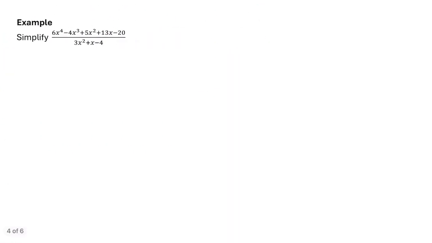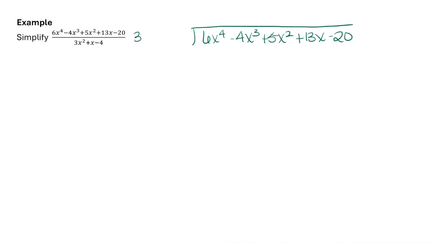Now let's try this problem. So I'm going to go ahead and once again rewrite it as long division. So I have 6x to the 4th minus 4x cubed plus 5x squared plus 13x minus 20. And I'm going to divide that by 3x squared plus x minus 4. So the first thing I say is 3x squared times what equals 6x to the 4th? Well, 3 times 2 equals 6. x squared times x squared equals x to the 4th. So I have 2x squared that goes up here.